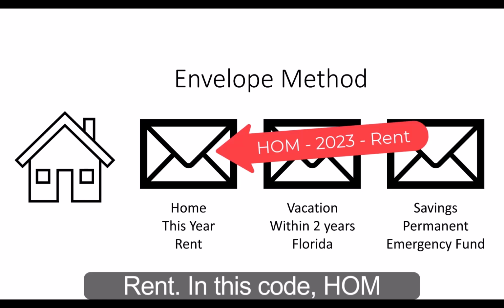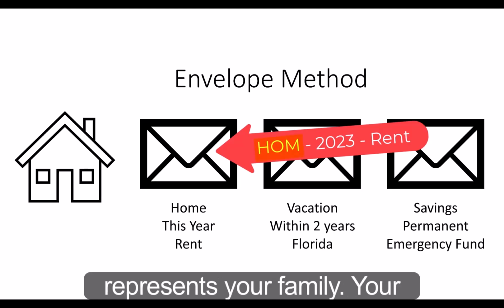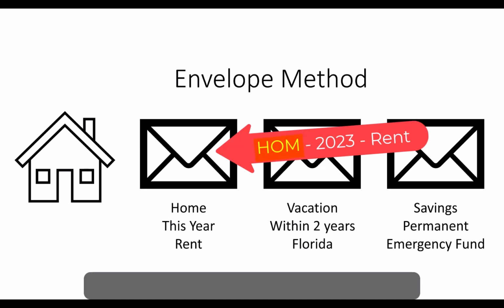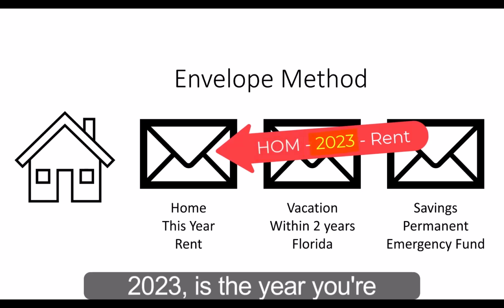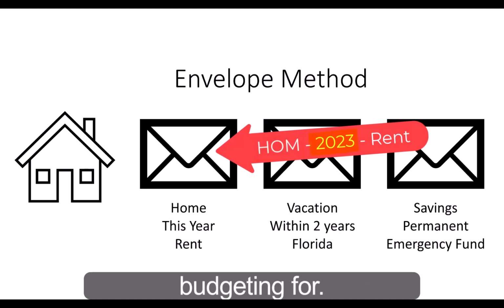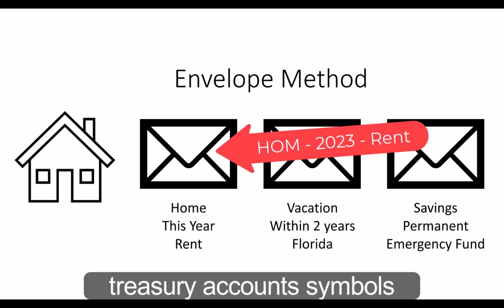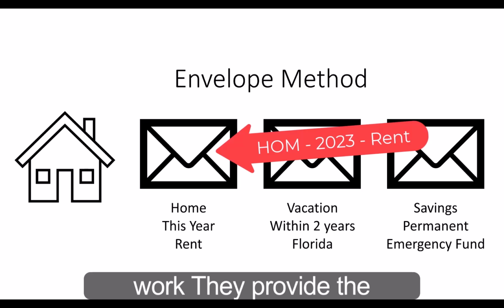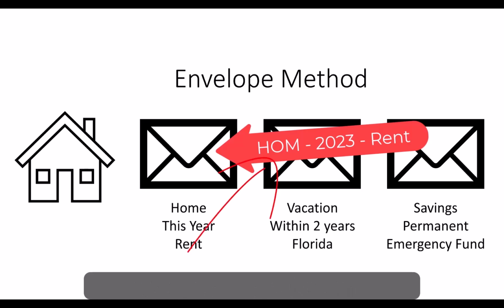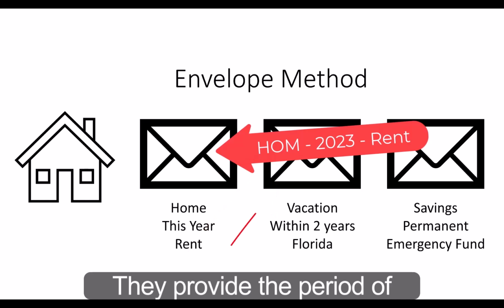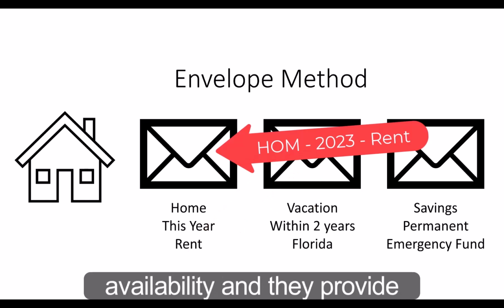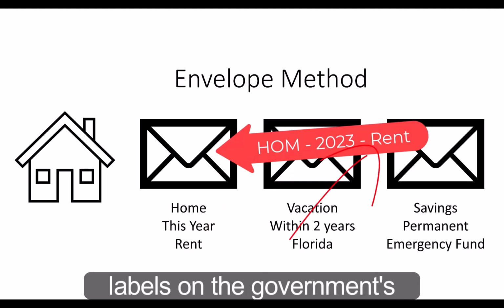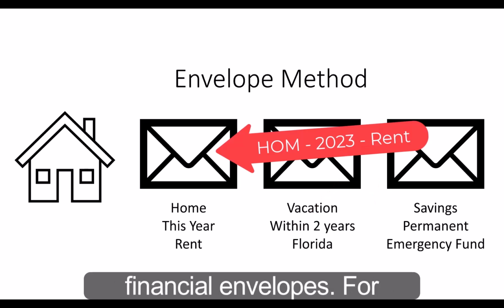HOM-2023-rent. In this code, HOM represents your family, your home. 2023 is the year you're budgeting for. And rent is the specific purpose of this fund. This is essentially how Treasury Account Symbols work. They provide the agency ID, they provide the period of availability, and they provide a main account. They're like labels on the government's financial envelopes.